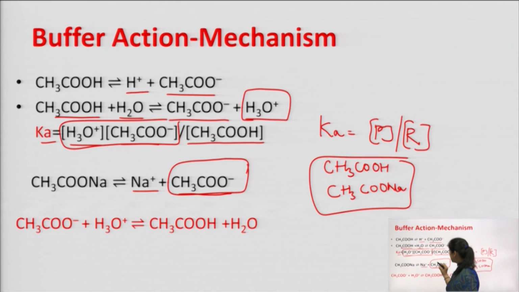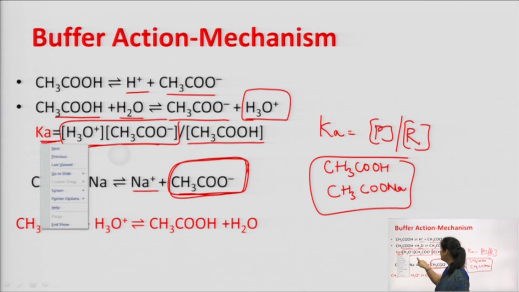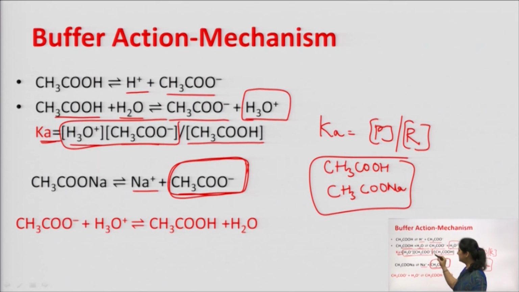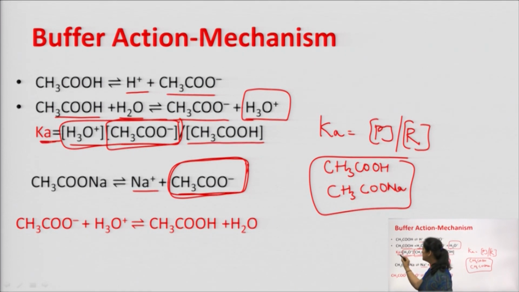Now, since this acetate ion is more, we have acetate ion being given by the salt as well as the acid. So, the concentration of the acetate ion is increasing. Have a look at this equation. If I talk about the activity coefficient, Ka is hydronium ion into acetate ion upon acetic acid. In this equation, this acetate ion concentration is increasing. So, if I need to keep this Ka constant, I have to decrease this concentration.